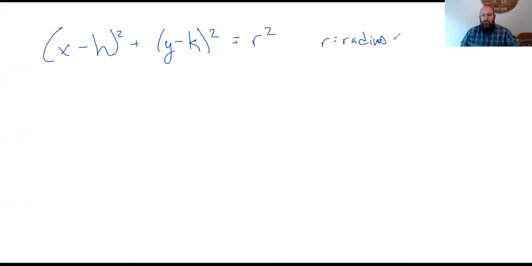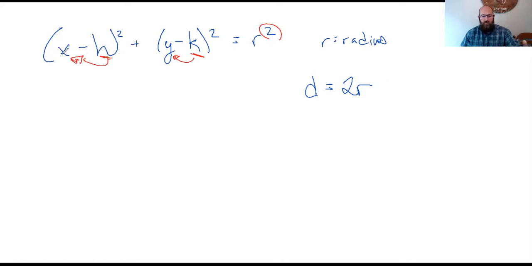Keep in mind, that means that if I'm given the diameter, that equals 2 times my radius. So I'd have to divide my diameter by 2 in order to substitute it back in and find my formula here, because it is r squared. A lot of people forget that little piece there. And remember, k is always with my y, and h is always with my x.